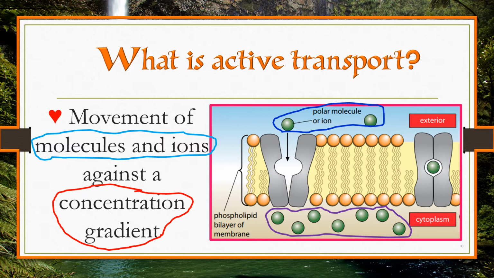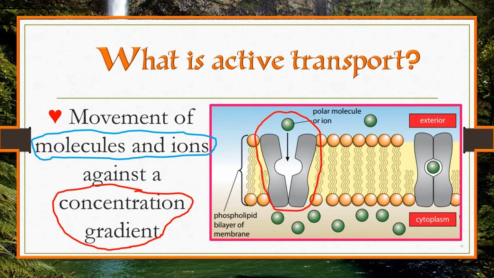To move molecules from a region of lower concentration to higher concentration, we need to use energy to move these molecules or ions against the concentration gradient. That is what we refer to as active transport.